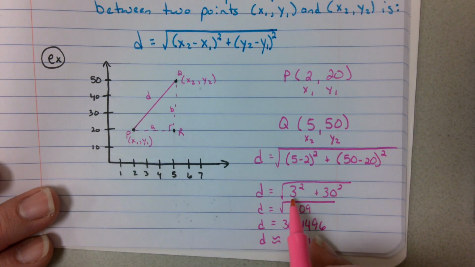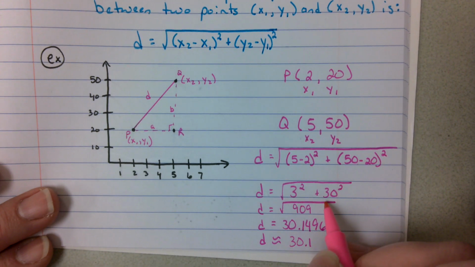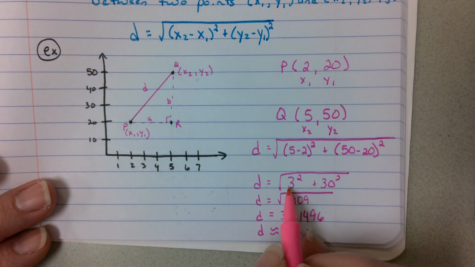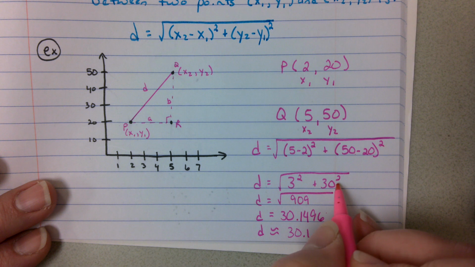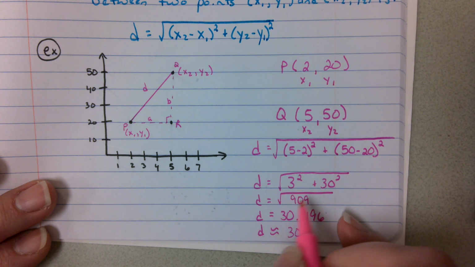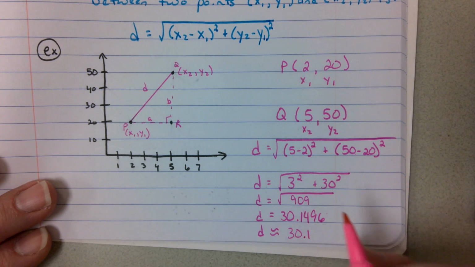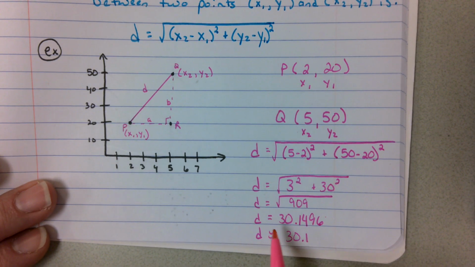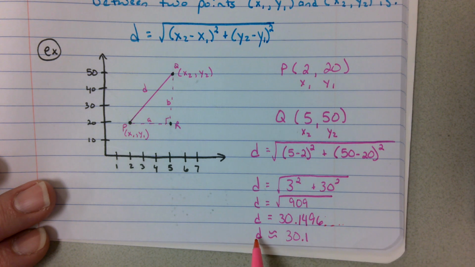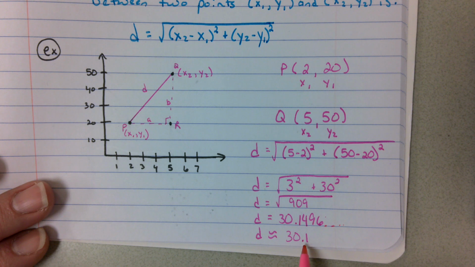So 5 minus 2 is 3, and 50 minus 20 is 30. 3 squared is 9, 30 squared is 900, so 9 plus 900 is 909. And then we need to take the square root of 909. When we do that, we're going to approximate it because it keeps going. The distance from P to Q is approximately 30.1 units.